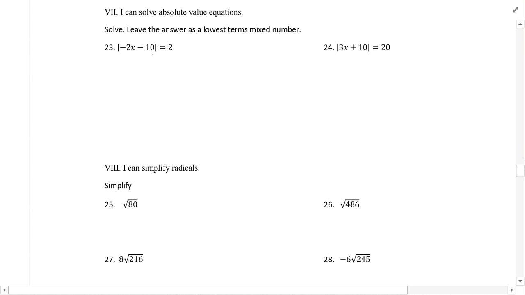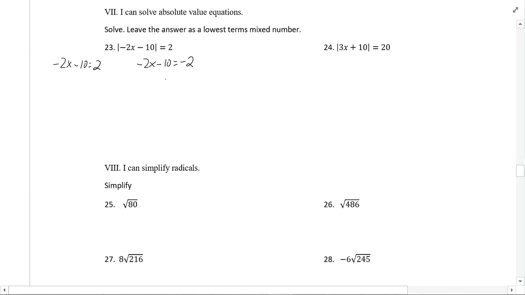You do not change anything in the absolute value. You leave it alone. So you have -2x minus 10 is equal to 2. So that's our first equation. Our second equation, again, do not change anything in the absolute value. So you're going to say -2x minus 10 equals, this is where you change something, equals -2, because again, you're accounting for both sides of the number line.